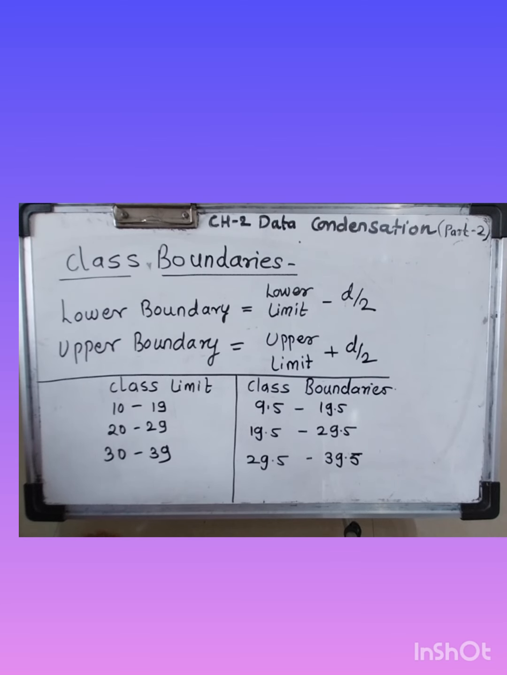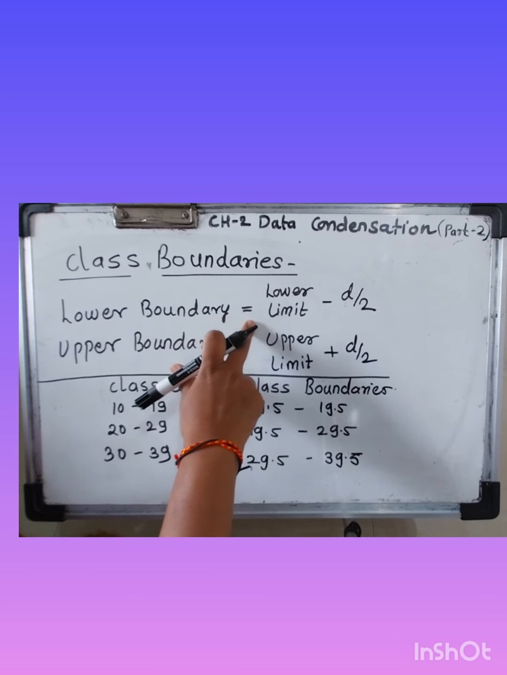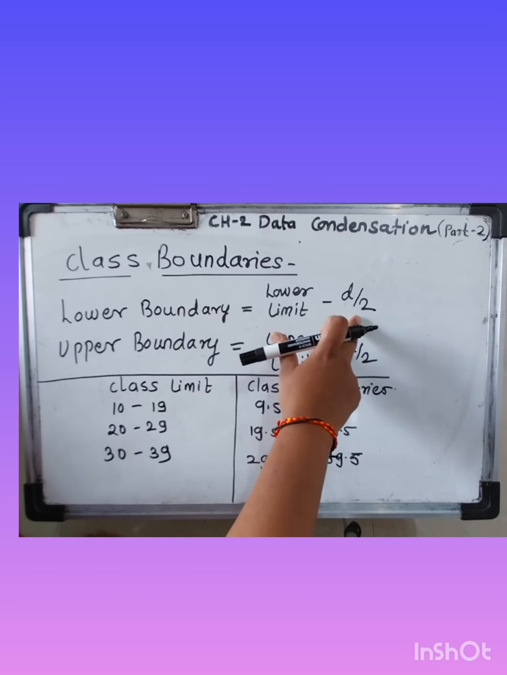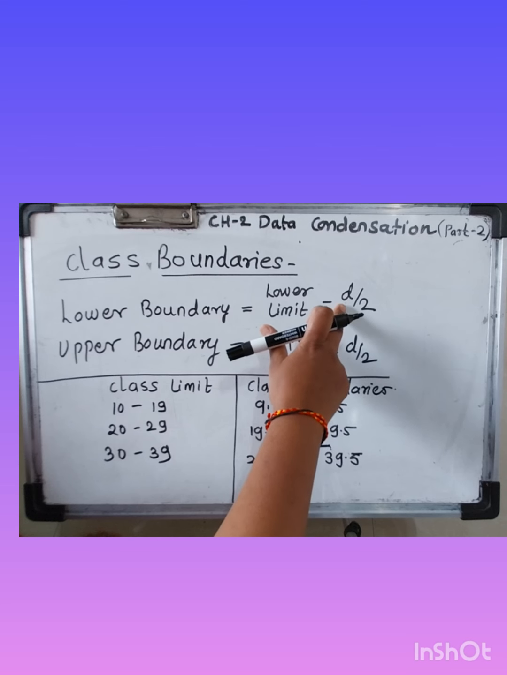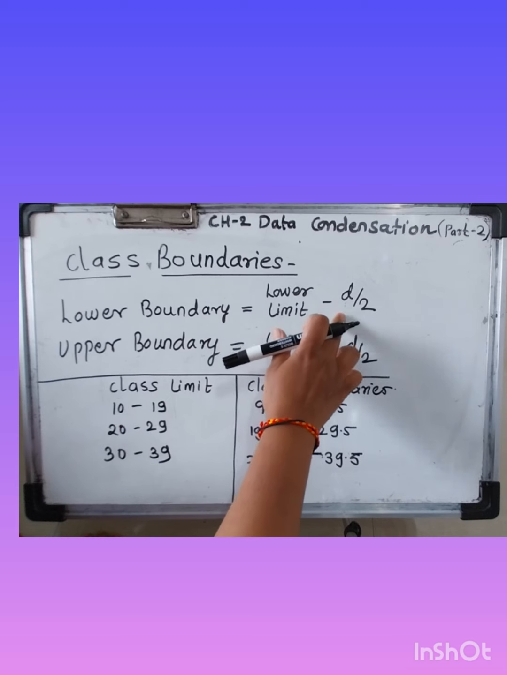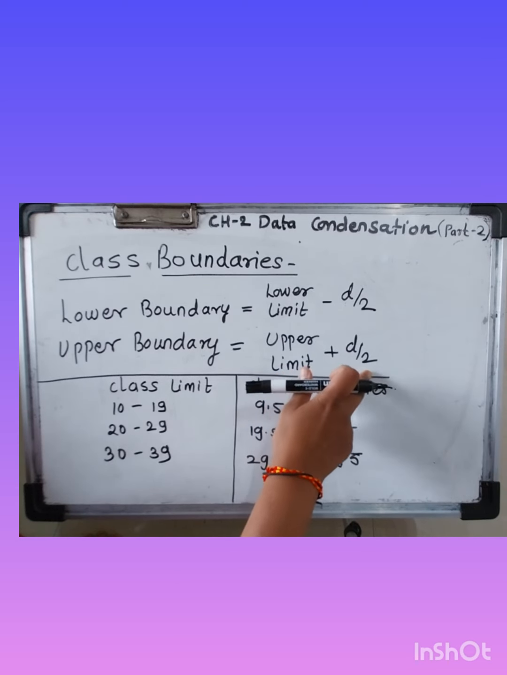Okay, next is the class boundaries. We find class boundaries using class limits. There is one formula: lower boundary equals lower limit minus d by 2. What is the d here? D is the difference between two classes. Upper boundary equals upper limit plus d by 2.